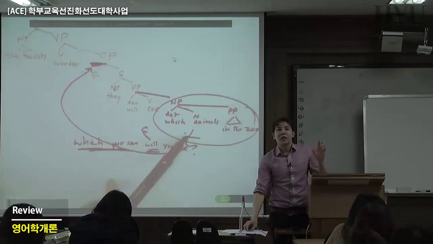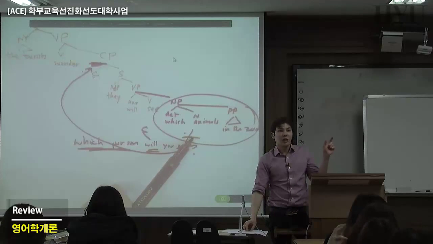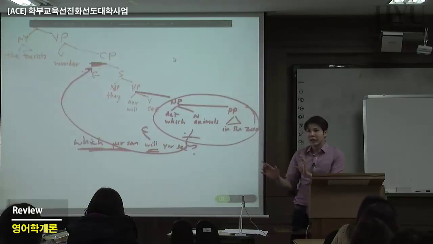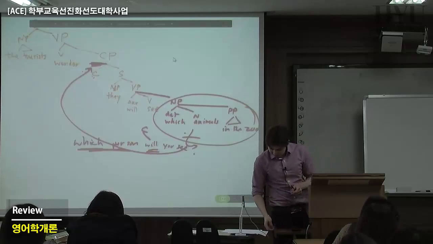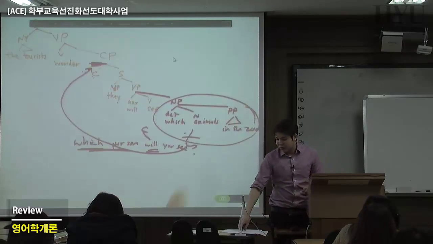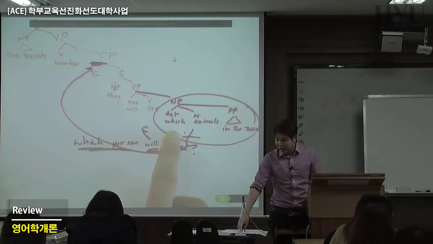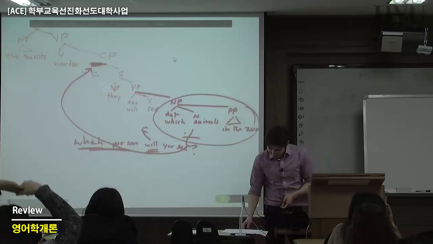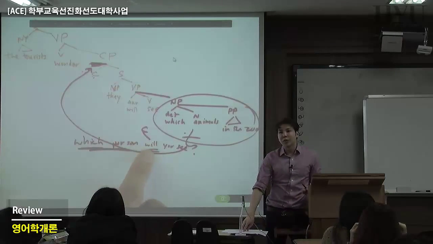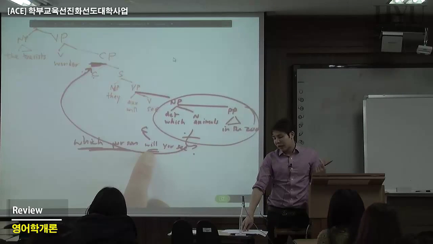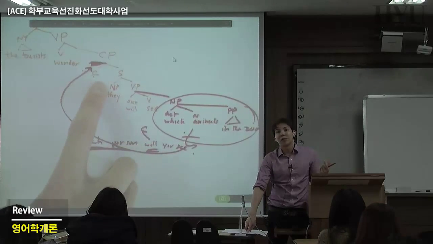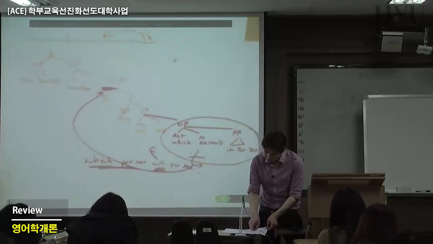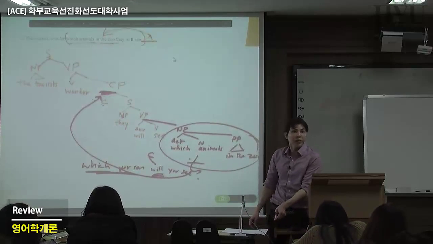So when you have a WH movement, it always leaves a trace. A trace is like a position there that we don't see, but it's there. So WH movement, always a trace. And then it usually moves to the position before the C. Whereas verbs in questions like will move again to the other position, which is a C. Okay? So this one is clear?